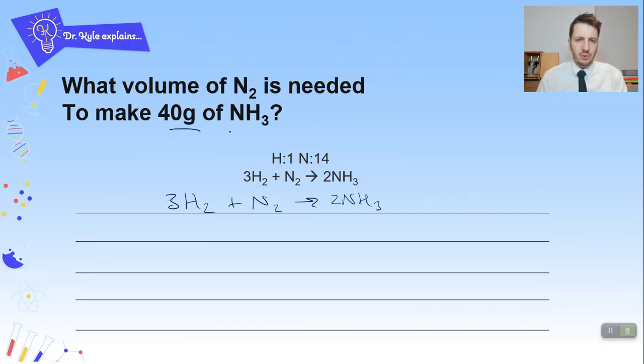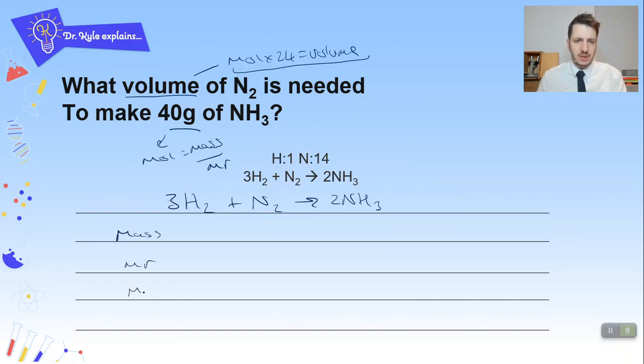Right, okay, so I've got grams there. I don't have any moles at the moment. I've got my MRs here, and I want to know the volume. So that straight away tells me moles times 24 equals volume. And then this one, grams, so I've got moles equals mass divided by MR. Okay, right, so I can't do this one yet because I haven't got a moles, so I'm going to have to do that first. So I'm going to write mass, MR, and moles down here.